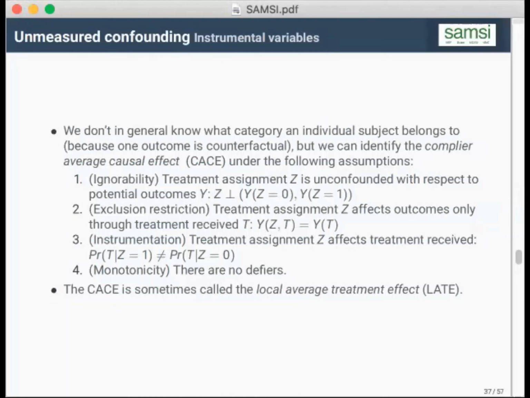But arguably the group that we care most about of these 4 principal strata are the compliers. They're the ones for whom if we can change their instrument, we can also change their treatment. They're the ones who will comply with what the doctor tells them to do.